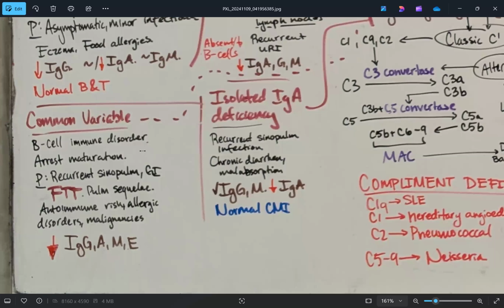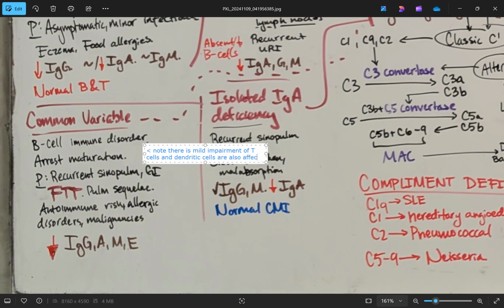There's also a risk of eventually developing autoimmunity, which I find interesting. Allergic disorders and also malignancies, and again on labs, because if you have no B cells, you have low levels of basically all your immunoglobulins. I believe that is all the humoral deficiencies.